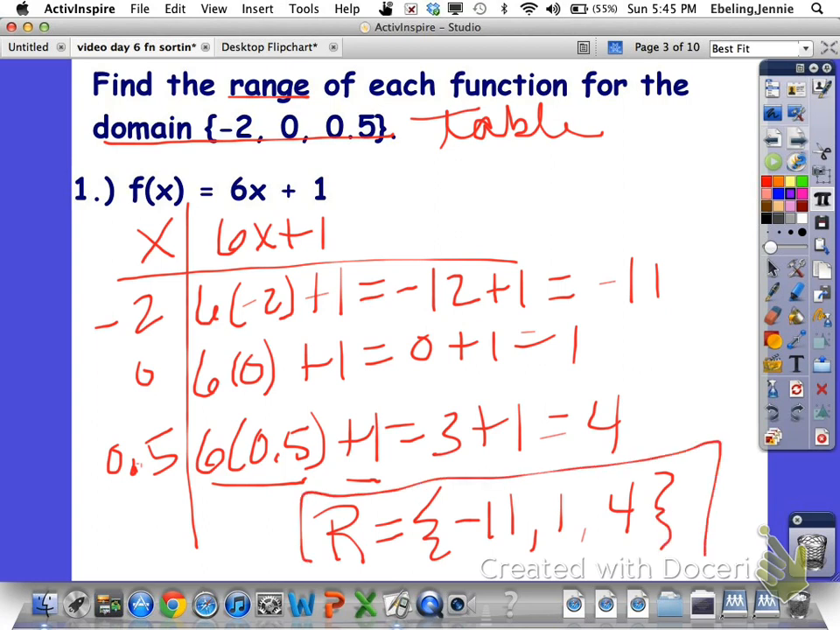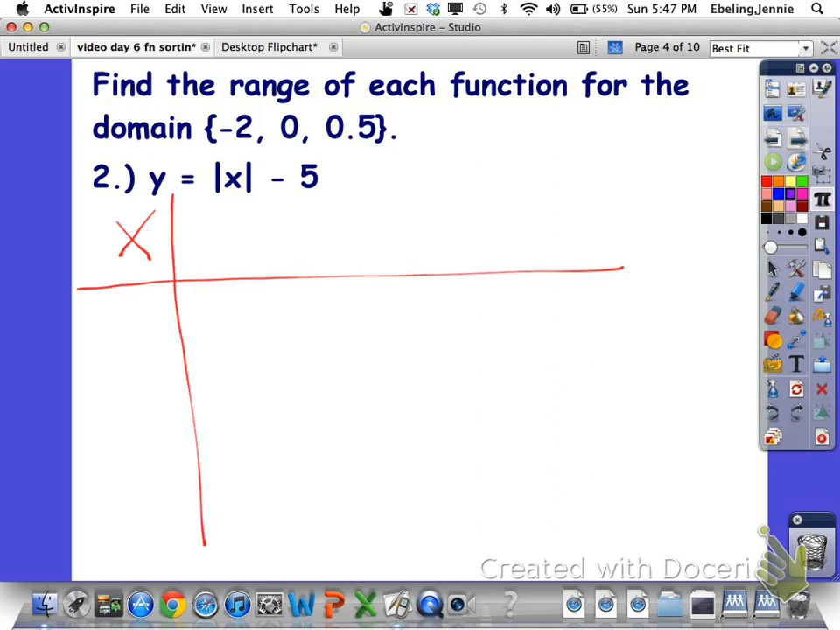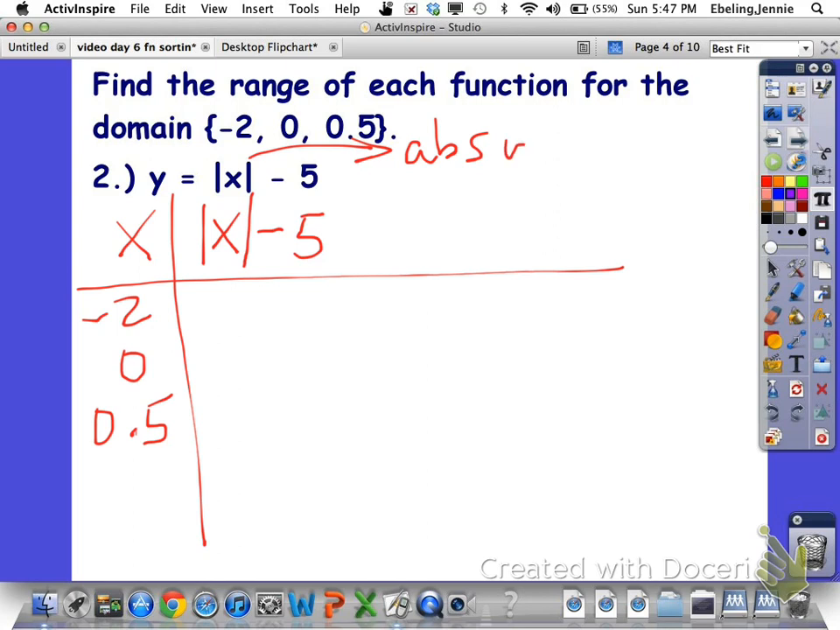Okay, let's take a look at the next one. I'm going to ask you to do the same kind of thing on this next one. But now I've got some absolute value bars here. Okay, I'm still going to do a table because the directions are the same. You want me to find the range, given the domain is -2, 0, and 0.5. I'm doing the absolute value of x minus 5. Now remember, on an absolute value, everything comes out positive. Doesn't matter what's inside, everything always comes out positive.